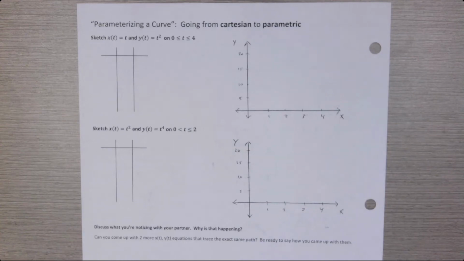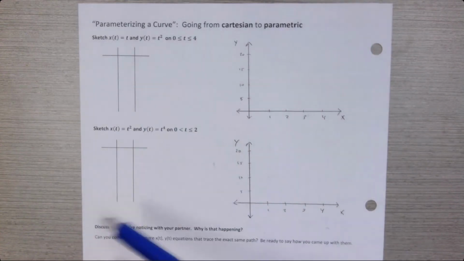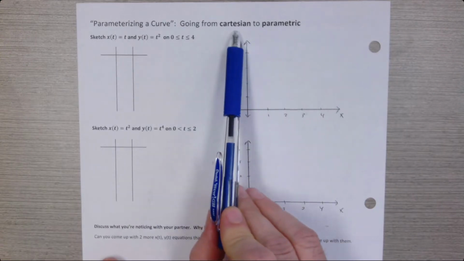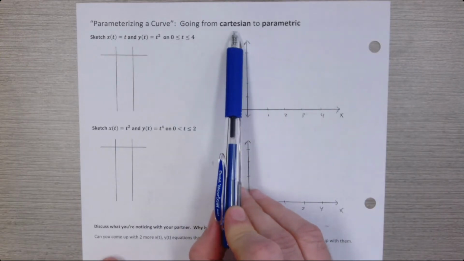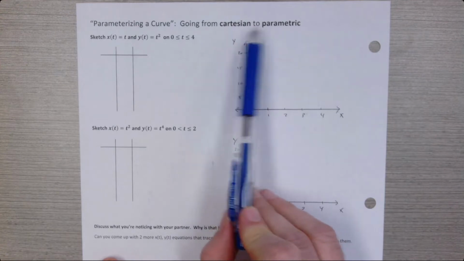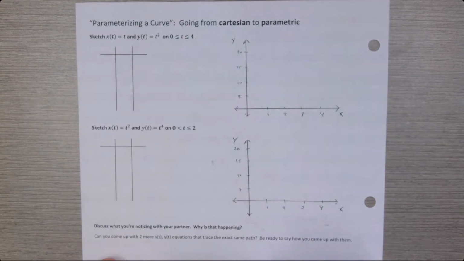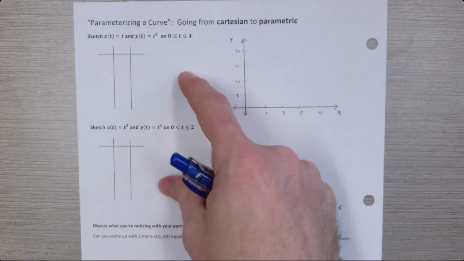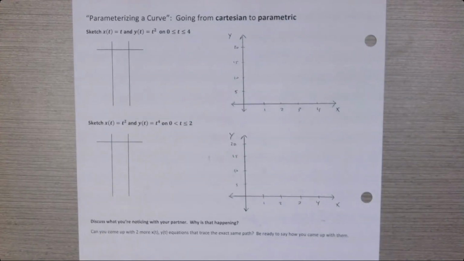Hello everybody. These notes are about parameterizing a curve, which means we have a Cartesian equation and we're going to go from a Cartesian equation to a parametric equation. That's what it means to parameterize. But before we do that, let's do these two experiments first because they're going to bring out a pattern.